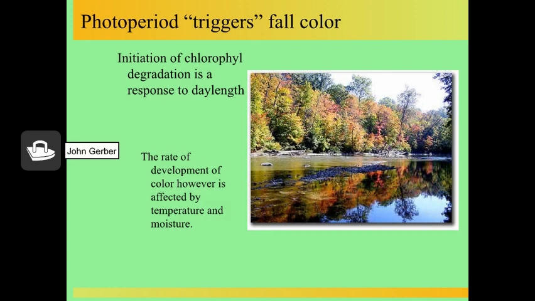Fall color is triggered each year at approximately the same time because trees respond to day length. As the days get shorter, the green chlorophyll begins to break down and the red and yellow pigments are more prominent. Photoperiod is the trigger that tells these plants it's time to get ready for cold weather.